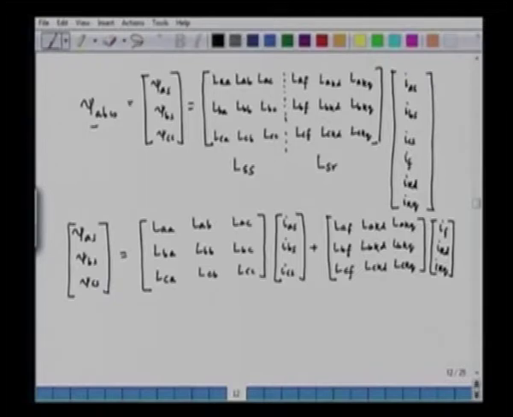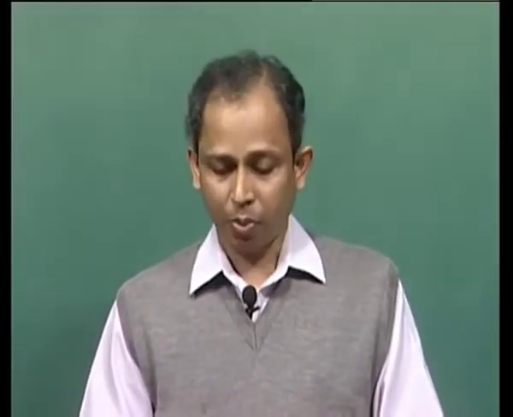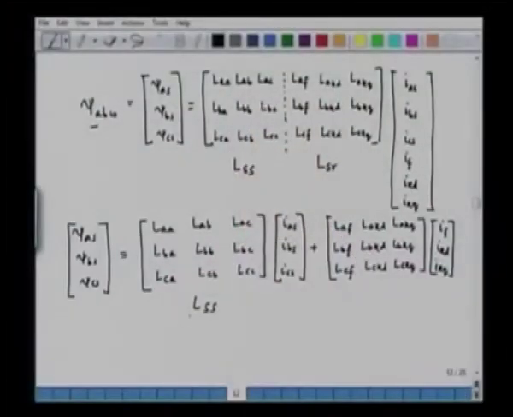So, we have to evaluate these two inductances. Unless we evaluate these two inductances, we cannot do the simulation in the ABC variable. So, we have to know what this LSS matrix is and how it varies with the rotor position, and what this LSR matrix is and how it varies with the rotor position. Let us see. Now, we will analyze this in two parts.